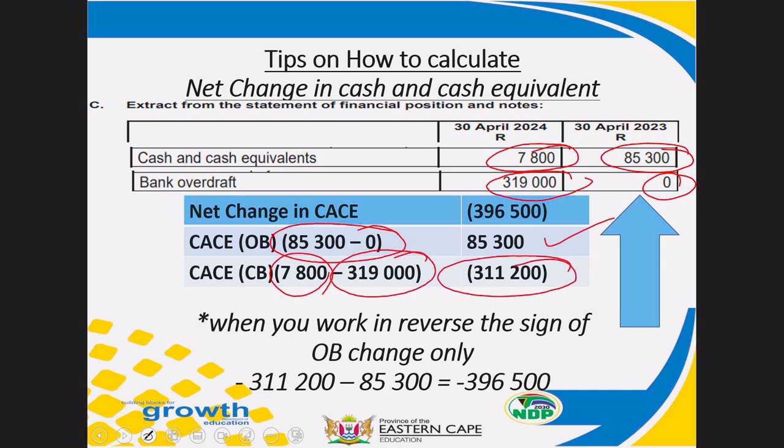You're going to use the bottom-up approach or the reverse when you're calculating the net change, the figure here at the top. When you work in reverse, the sign of the opening balance will then change. So this sign here, it's positive. However, when you work in reverse, you will then change this to a negative, like I've done here. Okay. There are also other calculations that you also need to do.